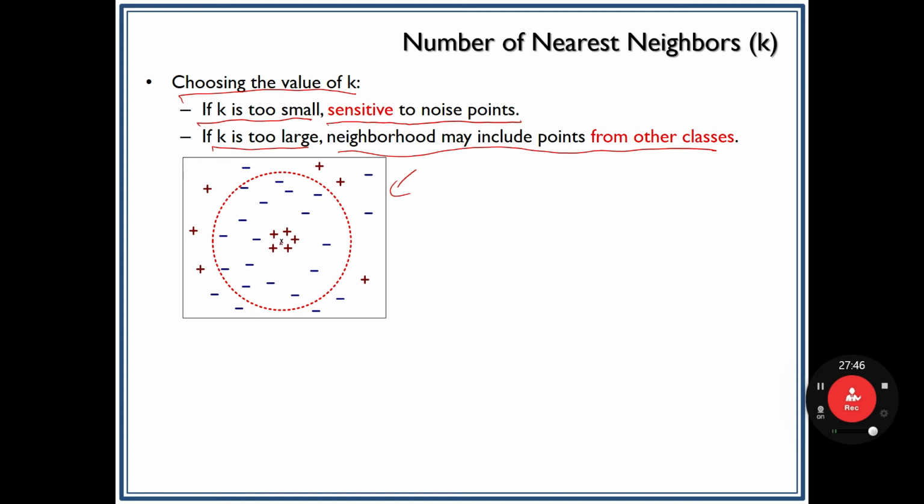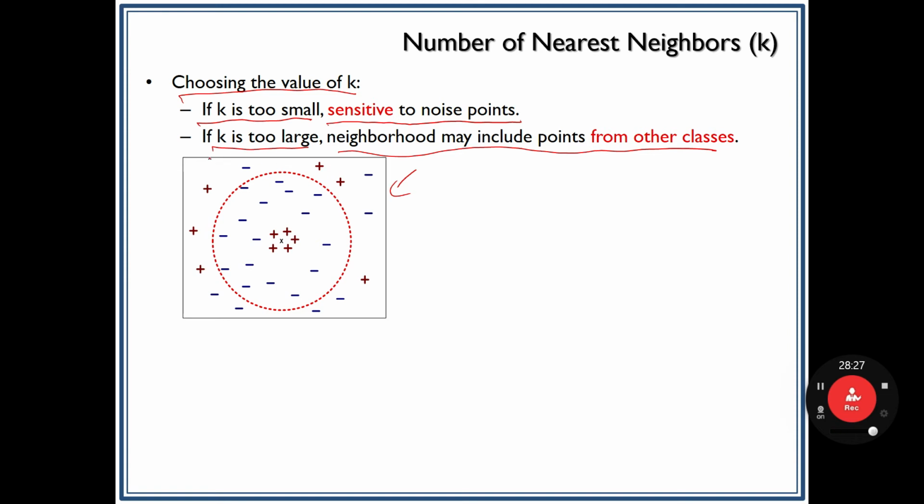So I think it should be predicted as positive. If we set k to 3, 1, 2, 3, 4, 5, then 5, 6, 7, even until 8, 9, this one is going to be classified as positive. But if we set k to a value greater than 10 or 11, 12, then because there are more negative classes around this place, it's going to be predicted as negative.